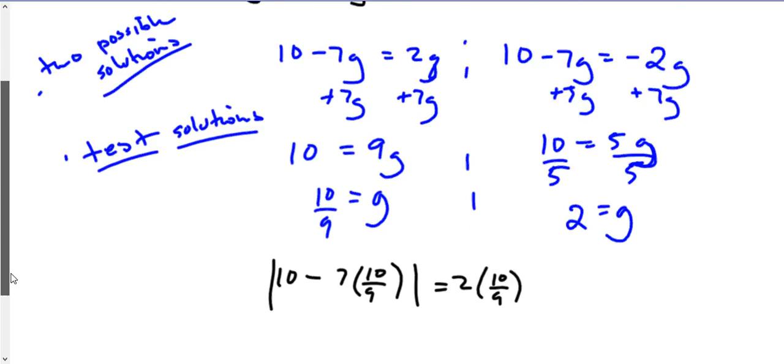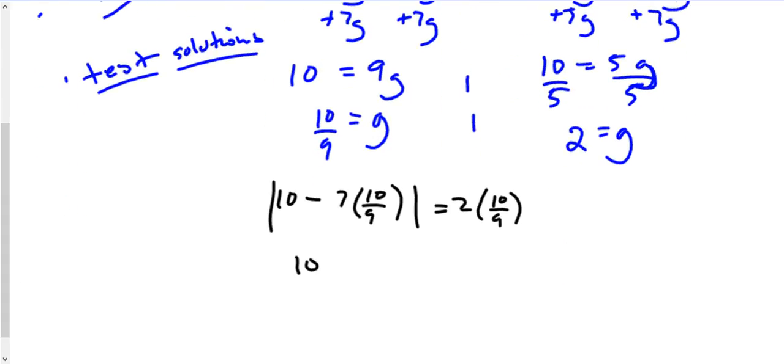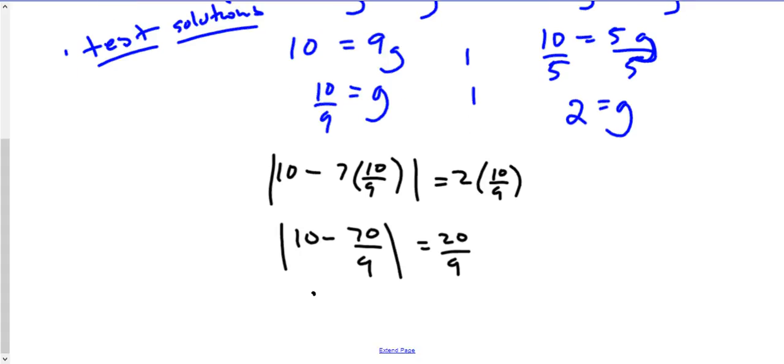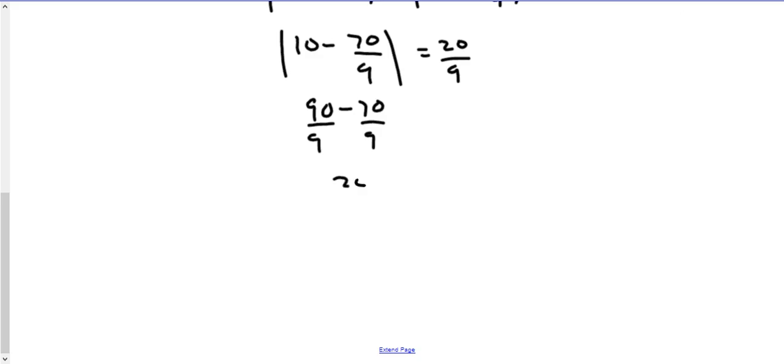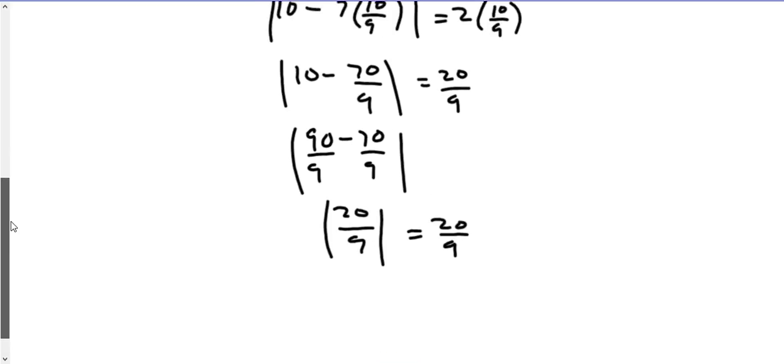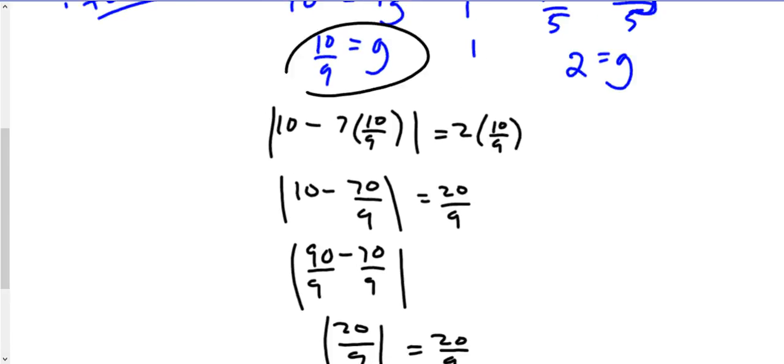Let's see what we got here. All right, this is going to be 10 minus 70 ninths. It's going to be 20 ninths. And what we have right here is going to be, all right, 90 minus 70 ninths coming down there. And that's going to equal 20 ninths. Absolute value, which definitely equals 20 ninths, which is a positive value right there. All right, well, so this one works out. This one is good to go.